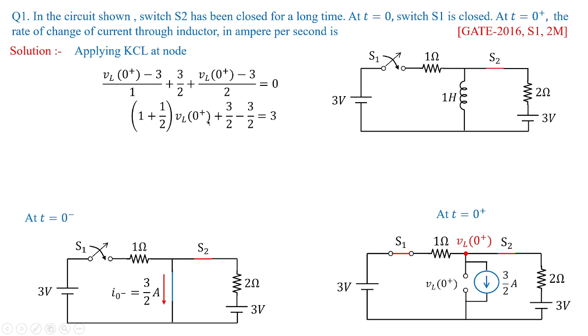Now taking the like terms of VL of 0 plus on one side and the constants on the other side, we'll be getting the value of VL of 0 plus is equal to 2 volts. Now what is this voltage? It's the inductor voltage, and we know that the inductor voltage is given as L di by dt. So at 0 plus, di by dt is equal to 2 divided by the inductor value, which from the problem is 1 Henry. So I'll get the value of di by dt, which is equal to 2 amperes per second. That is the rate of change of current. So this was asked for 2 marks under GATE 2016 for the set 1 paper.